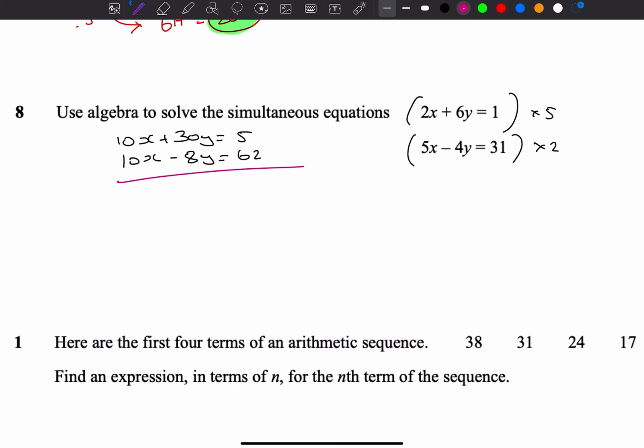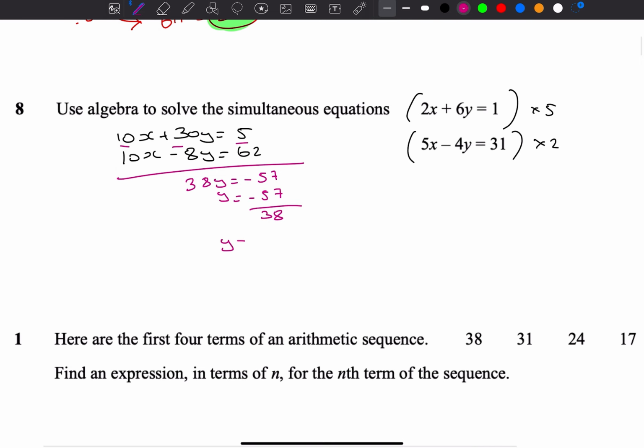And you're going to take away, always remember, take away. That cancels. So 30y minus 8y is 38y, and 5 take away 62 gives you minus 57. Then y is minus 57 divided by 38, which will be minus 1.5. So y equals minus 1.5, that's one of the answers.